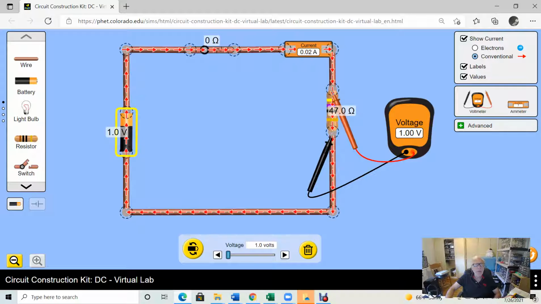Do you see what happened to the current here? Let's see if I can get, yeah, tap element. 1 volt now, 0.02. What happens to the voltage? The voltage didn't change. See that? There's a reason for that. I'm going to cover that when we get into electrical circuits in the lecture.